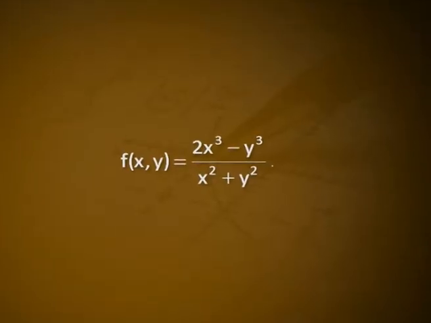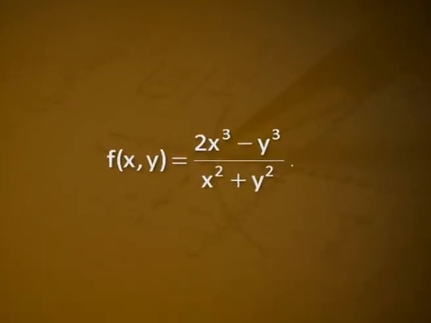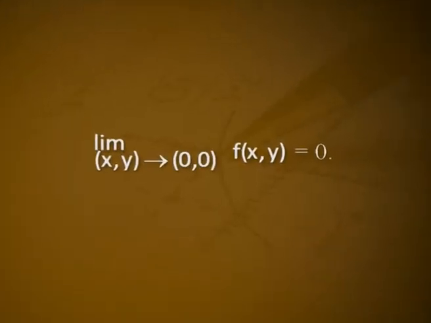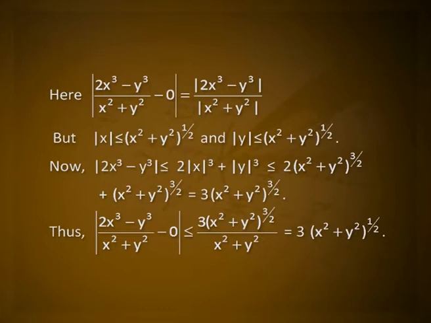Let us consider another example which uses the definition based on a circular neighborhood. Example: let f(x, y) equal (2x cube minus y cube) by (x square plus y square). We prove that limit (x, y) tends to (0, 0) of f(x, y) equals 0. Here absolute value of (2x cube minus y cube) by (x square plus y square) minus 0 is equal to absolute value of 2x cube minus y cube by absolute value of x square plus y square.